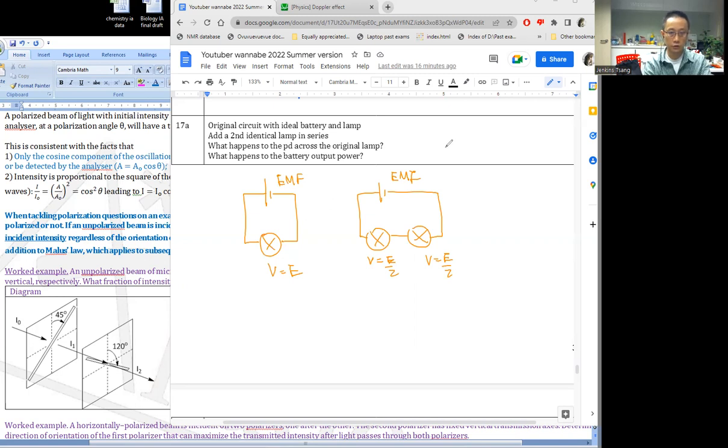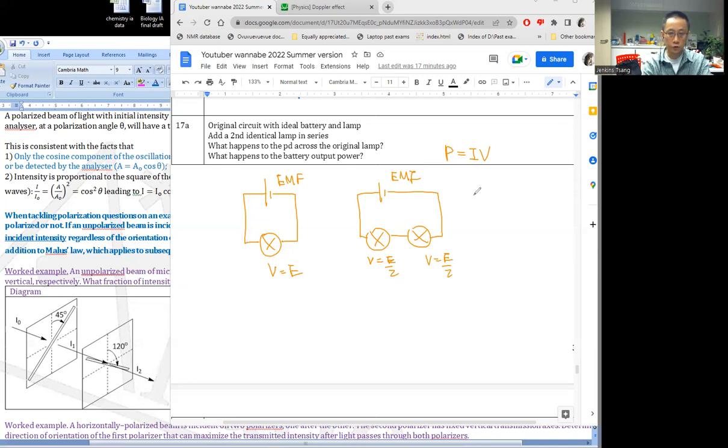Well, there are quite a few equations. P equals to IE. You can use P equals to IE on the second circuit, realizing that doubling the number of bulbs corresponds to the doubling of resistance, which corresponds to halving of the current. Halving of the current without changing the EMF means the power will be halved. Therefore, the output power of the battery will decrease.